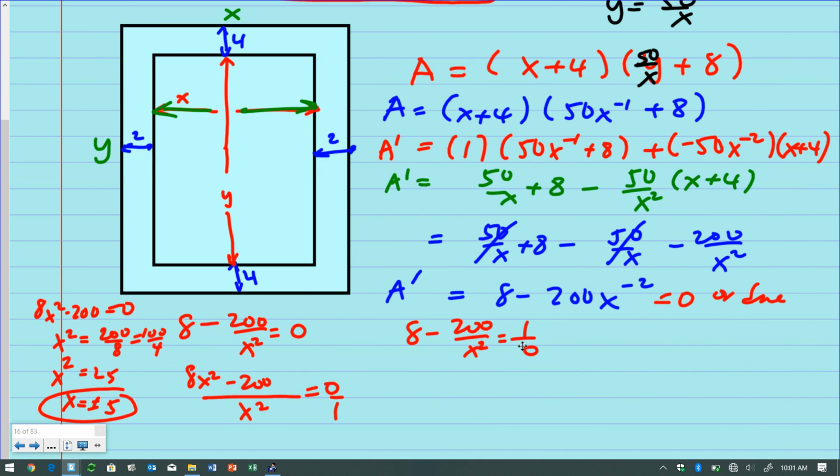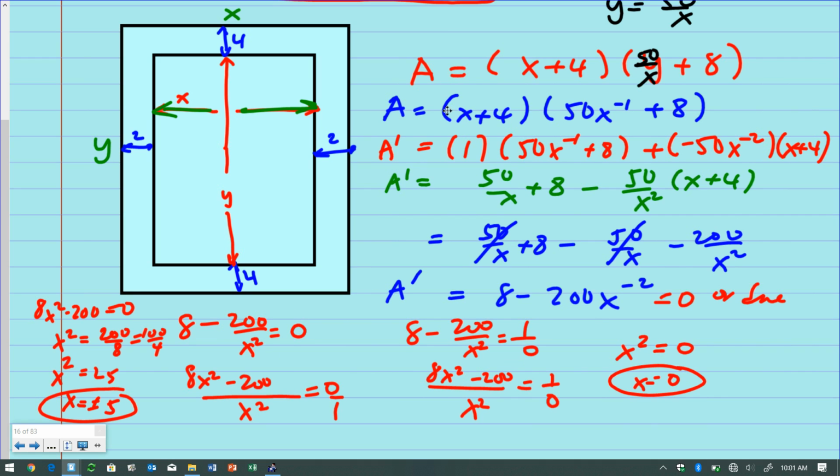On this side, guys, what's x going to be equal to? If you cross multiply, let me go ahead and get the common denominator again here. 8x squared minus 200 equals 1 over 0. If you cross multiply here, it's actually quite simple. You can just get x squared is equal to 0. So therefore, x is equal to 0.